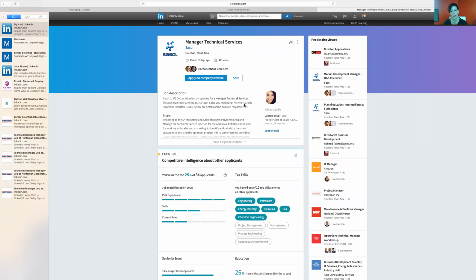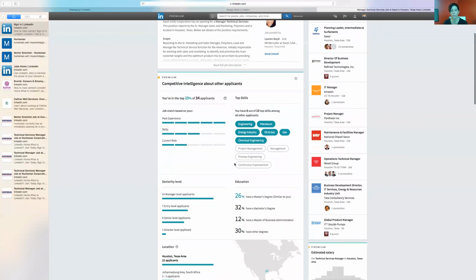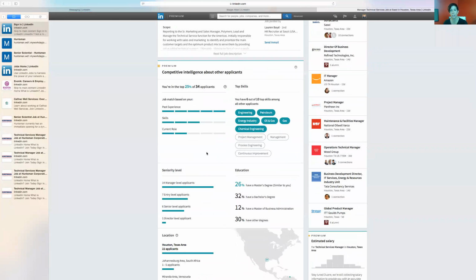You're in the top 25%. It gives all the skill sets. You've got to remember, this is what recruiters are looking for in your profile. Like it says, you have 6 out of the 10 top skills among others. They have other skill sets that you don't match, not highlighted, like project management, process engineering, continuous improvement. If you have those skills, you need to go back into your profile and add them, because recruiters look for keywords in your profile that match their job.